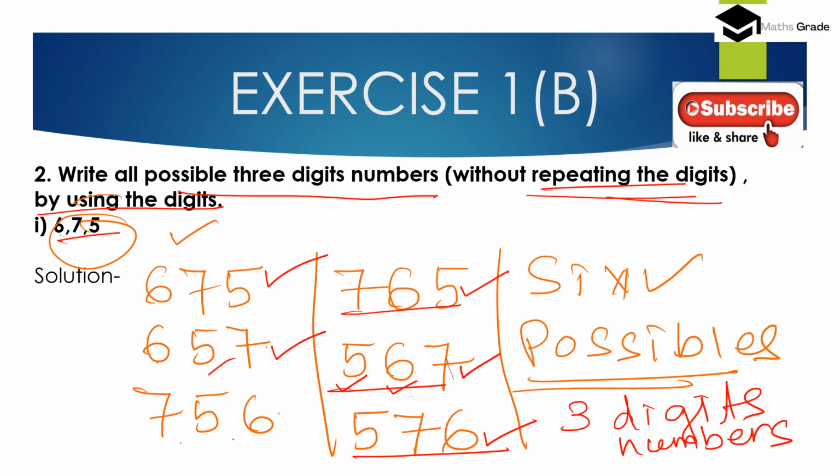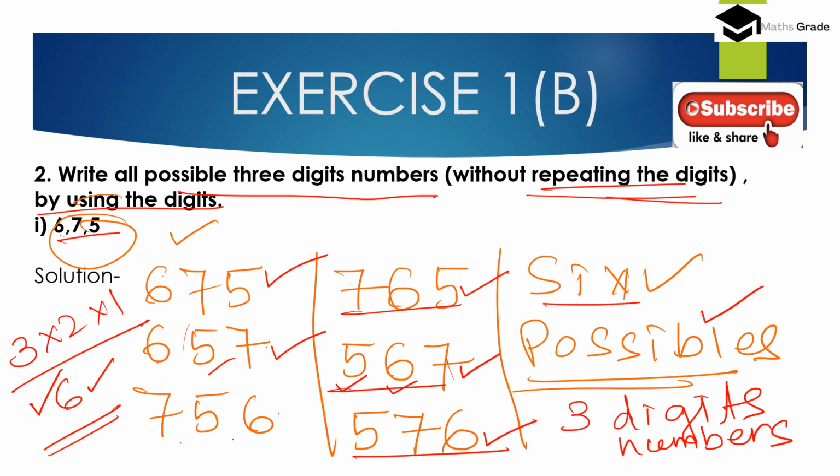In higher classes we can solve this problem with the help of permutation and combination, that is 3 multiplied by 2 multiplied by 1 is equal to 6. There are 6 ways we can write 3-digit numbers. The number of all possible 3-digit numbers using the digits 6, 7 and 5 will be 6. So there are 6 possible 3-digit numbers that can be formed using the 3 digits 6, 7 and 5.